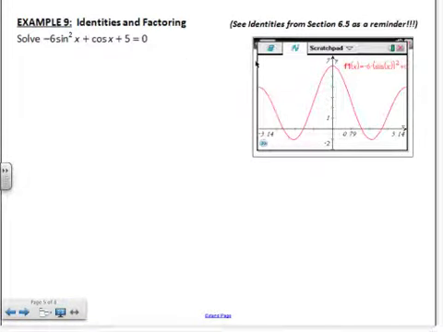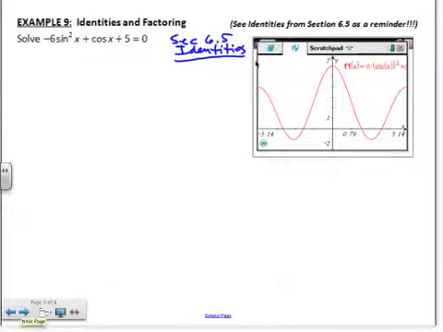Okay, so the problem we have with this one is we have different functions. And when we have different functions, we can't even think about factoring. What we need to do is get everything in the equation to be in terms of one function. And now you have to go back to section 6.5 and remember your identities.